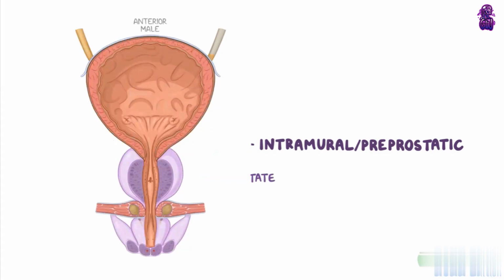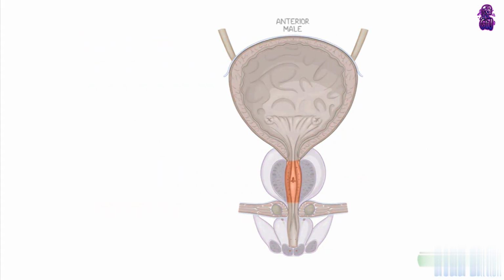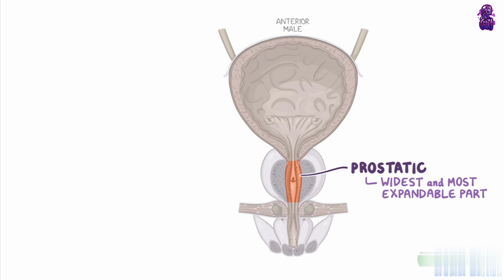Next is the prostatic part of the urethra, which is the widest and most expandable part of the male urethra and travels through the prostate gland. Now the prostatic part of the urethra is unique from the others, so let's take a closer look inside.